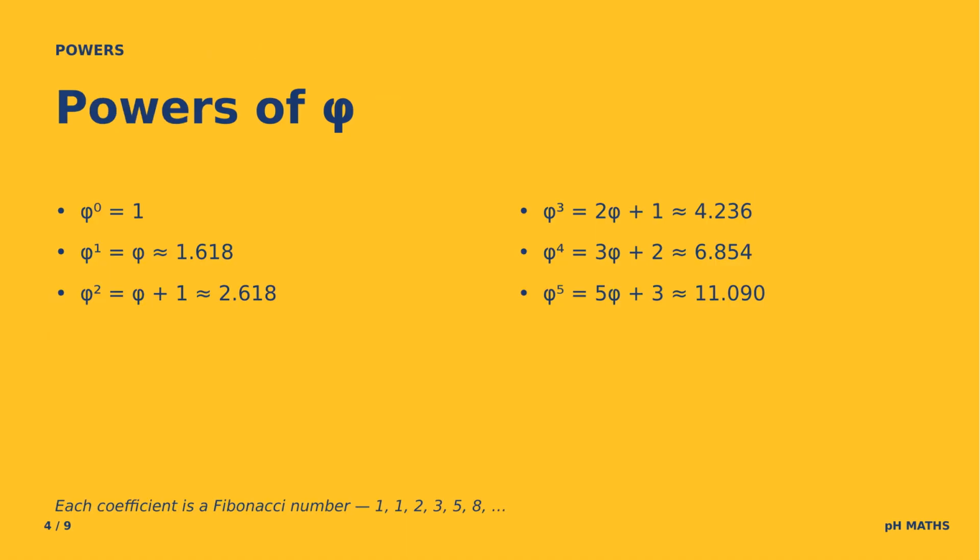Powers of phi. Phi to the 0 is 1. Phi to the 1 is phi. Phi squared equals phi plus 1. That's the defining identity. Phi cubed equals 2 phi plus 1. Phi to the 4th equals 3 phi plus 2. Phi to the 5th equals 5 phi plus 3. Notice the coefficients: 1, 1, 2, 3, 5. Those are Fibonacci numbers. Phi's powers literally generate the Fibonacci sequence.